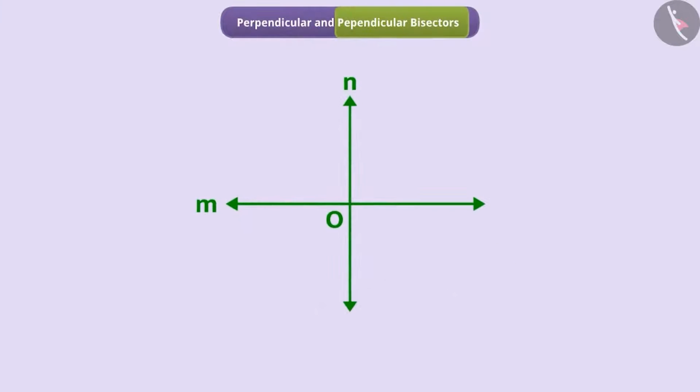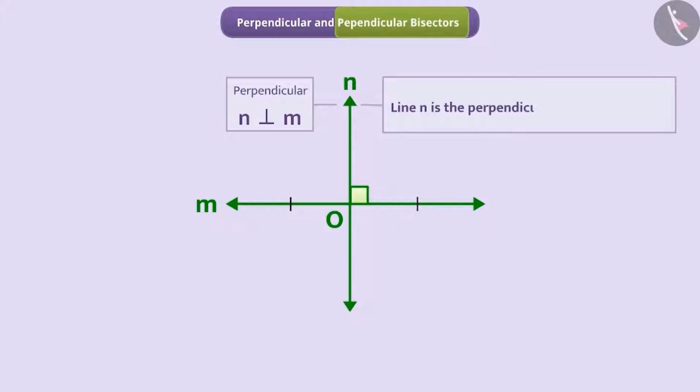Now see here, line N is perpendicular to line M, but this line is dividing M into two equal parts. That is, the perpendicular line N passes through the midpoint of the line M. We can say that the line N is the perpendicular bisector of the line M.